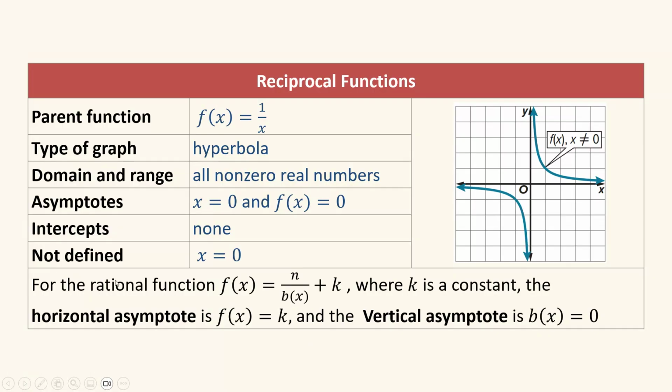If we have a rational function f(x) = n / b(x) + k, where k is a constant, the horizontal asymptote is y = k. The vertical asymptote will be the zeros of the denominator.